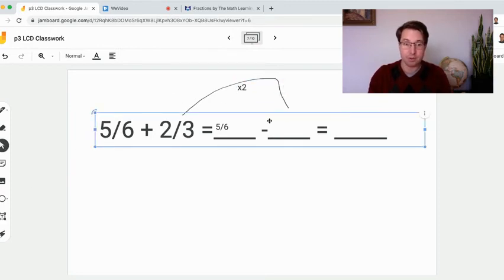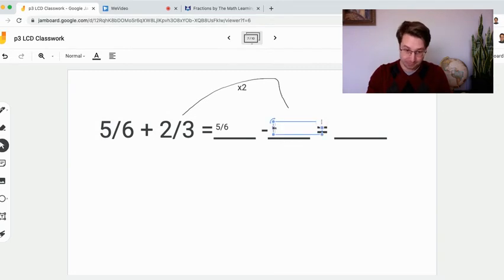Times 2. So we have to multiply the 3 by 2 to get to 6, and we have to multiply the 2 by 2. This is the same on the app. If we took thirds and then we cut each third into 2 pieces, it would make it 4/6. You want to do it?